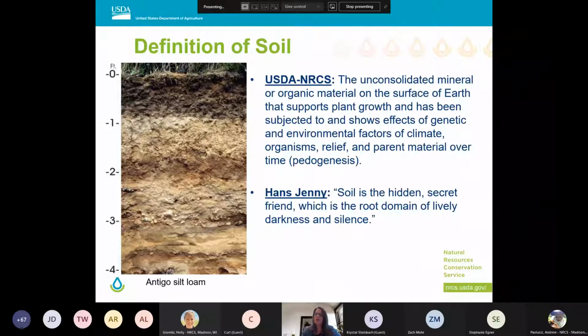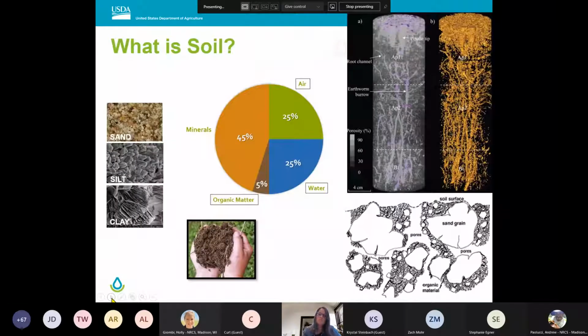Next slide, please. So here's a definition of soil. You guys can read that, but I agree with Hans Jenny, and the soil is my friend. And to the left there is our state soil, Antigo. So every state has a state soil. Again, soil is vital to life.